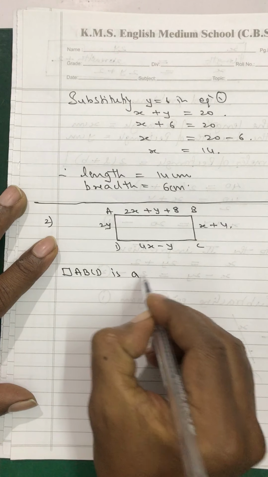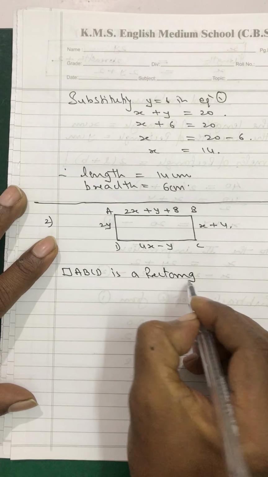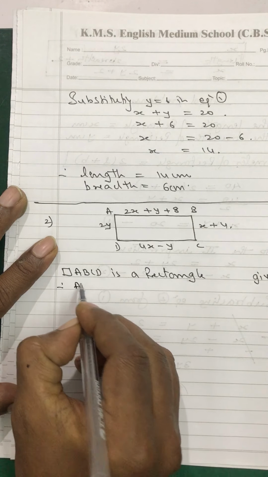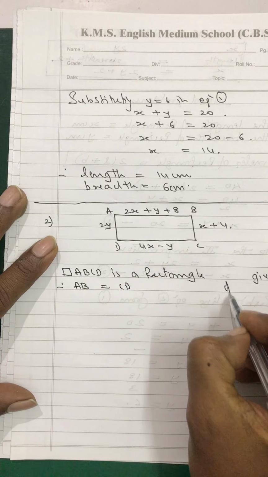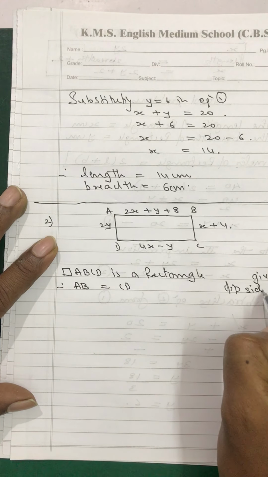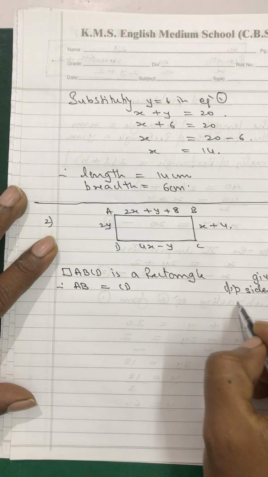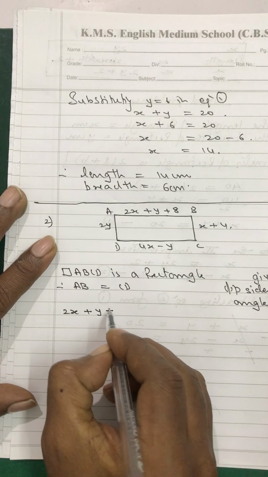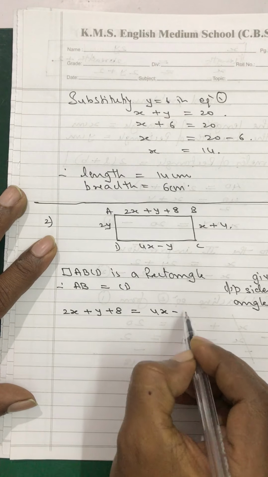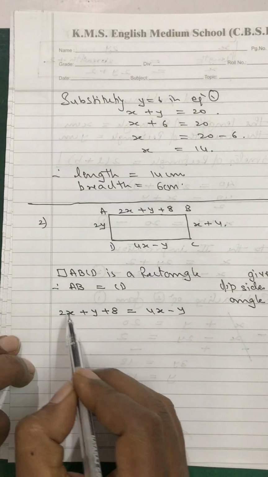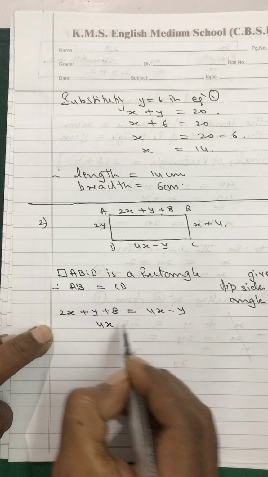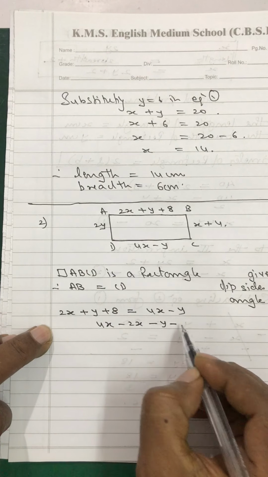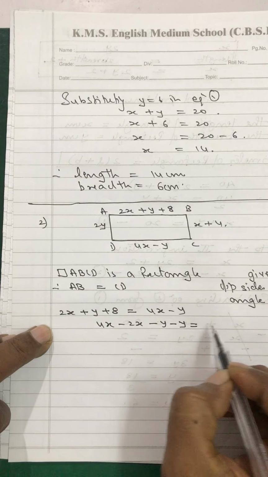So here you will write, quadrilateral ABCD is a rectangle, and this is given in the question. Therefore AB is equal to CD because opposite sides of a rectangle are equal. So you will get 2x plus y plus 8 is equal to 4x minus y. So now I will shift 2x over there. I will get, remember 2x I am shifting over there, minus 2x minus y, and then plus y also shifts over there, minus y. 8 stays over here itself, is equal to 8.